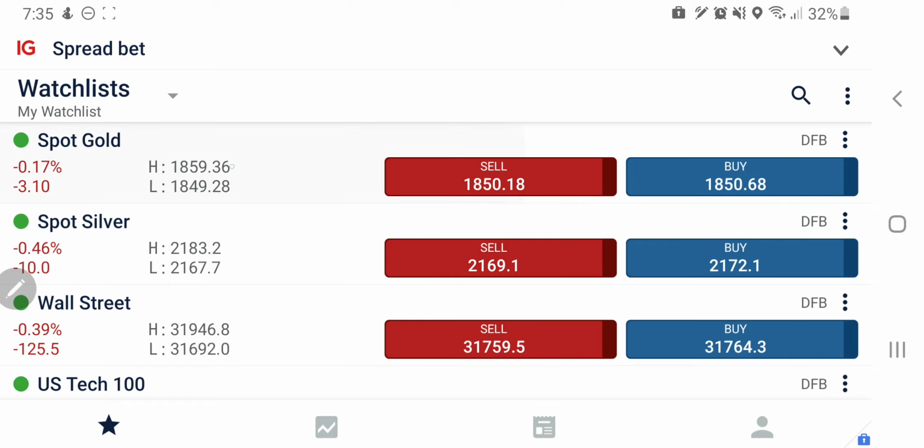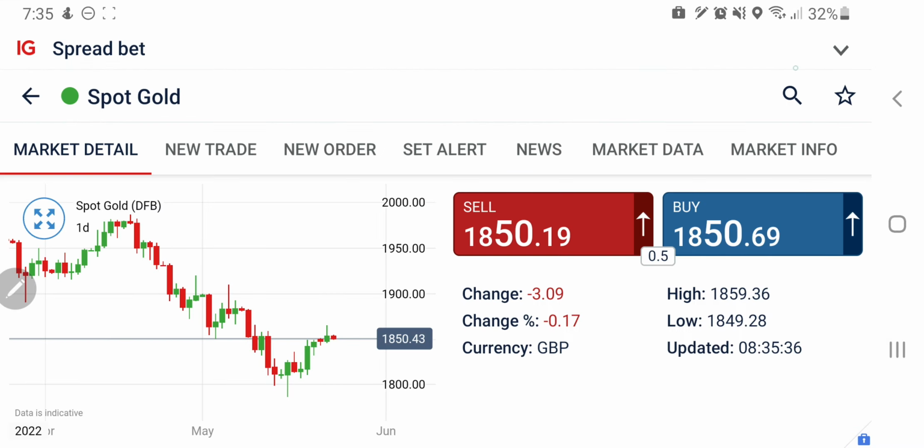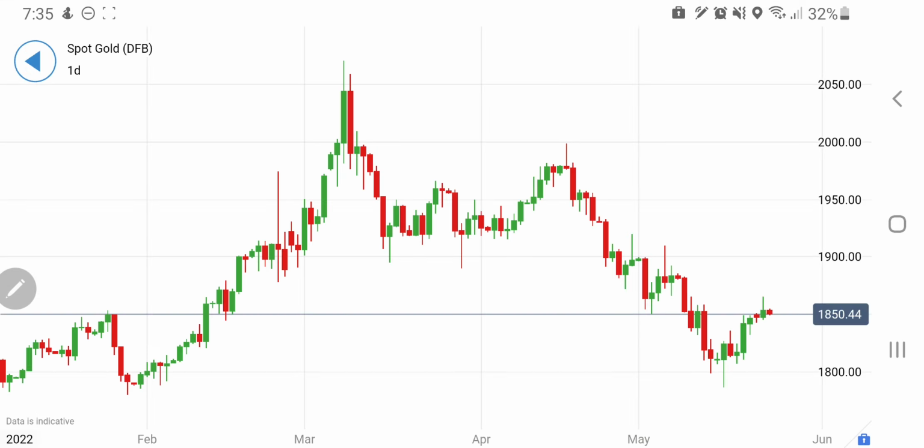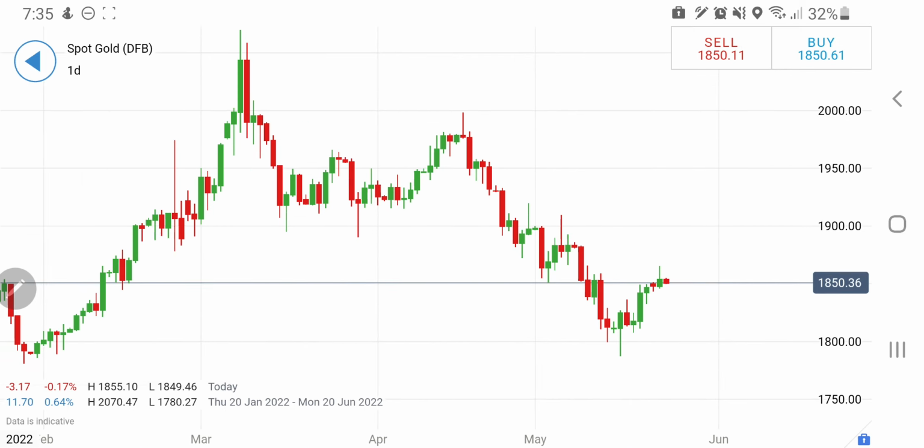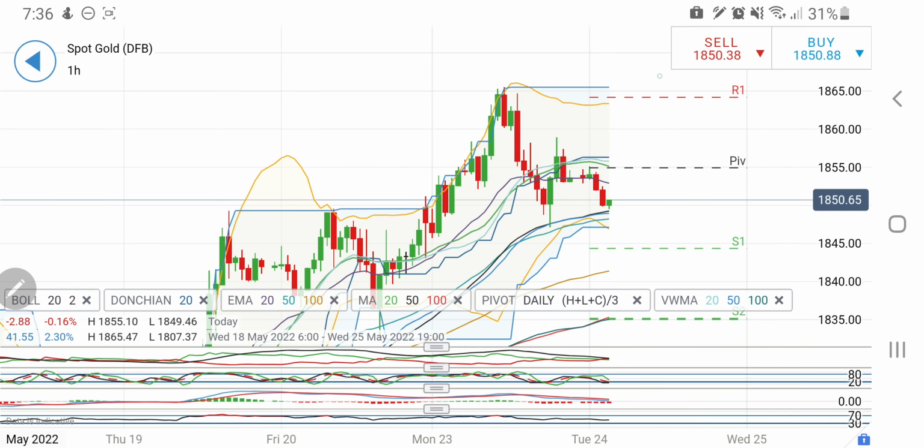Let's start the day with gold first, followed with silver, and do listen to it carefully. The levels I am going to tell you within the commentary itself. This is the hourly chart for gold, and as I said, the resistance here at 1855 and the support here at 1850 is going to be strong for the day.